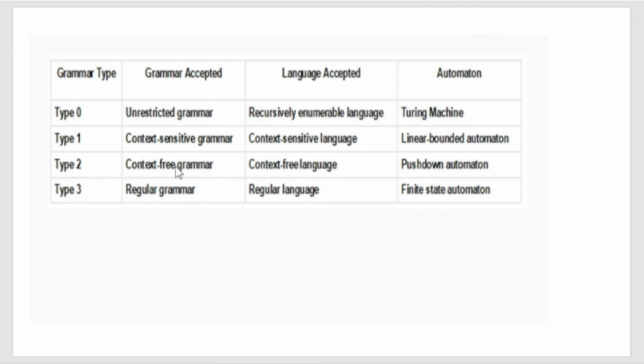Type 2 grammar is context free grammar, and the language generated from this grammar is context free language, and the machine to recognize the strings is pushdown automaton. Type 3 grammar is regular grammar, and the language generated from this grammar is regular language, and the machine to recognize this language is finite state automata.